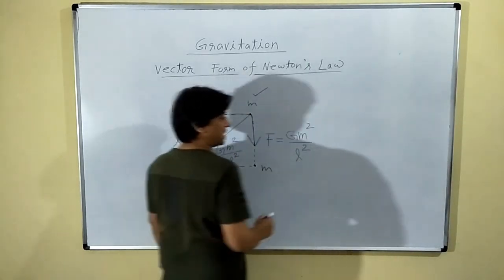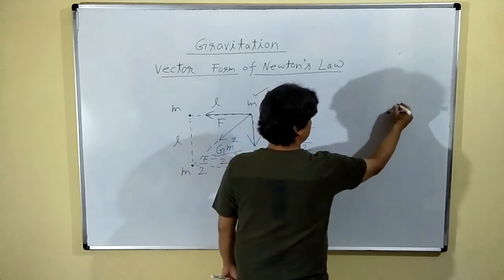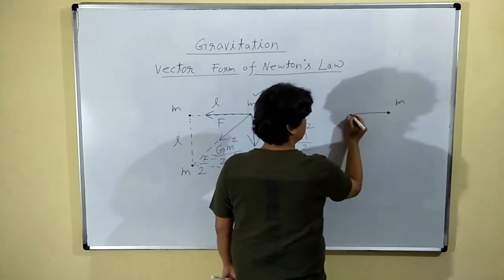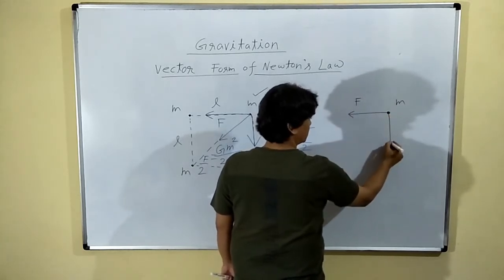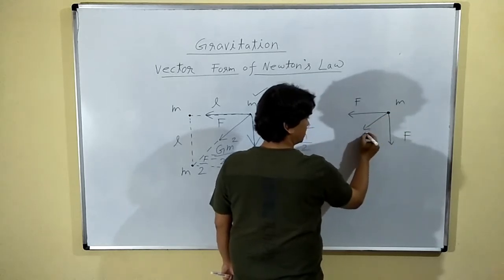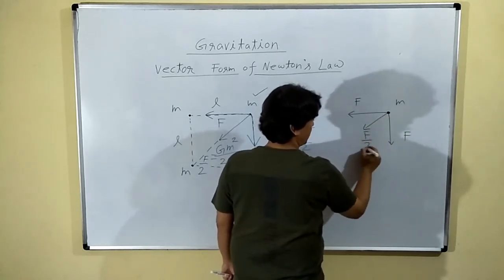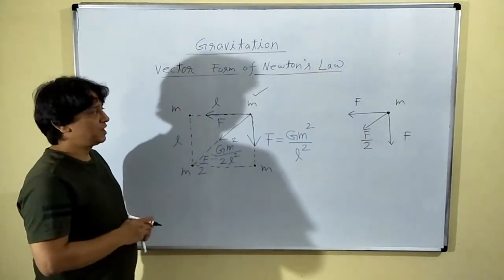So the story of this whole setup is that on this mass, we have got a force in this direction, a force in this direction, and a force in this direction, F by 2. And we are looking for the resultant of these three forces.